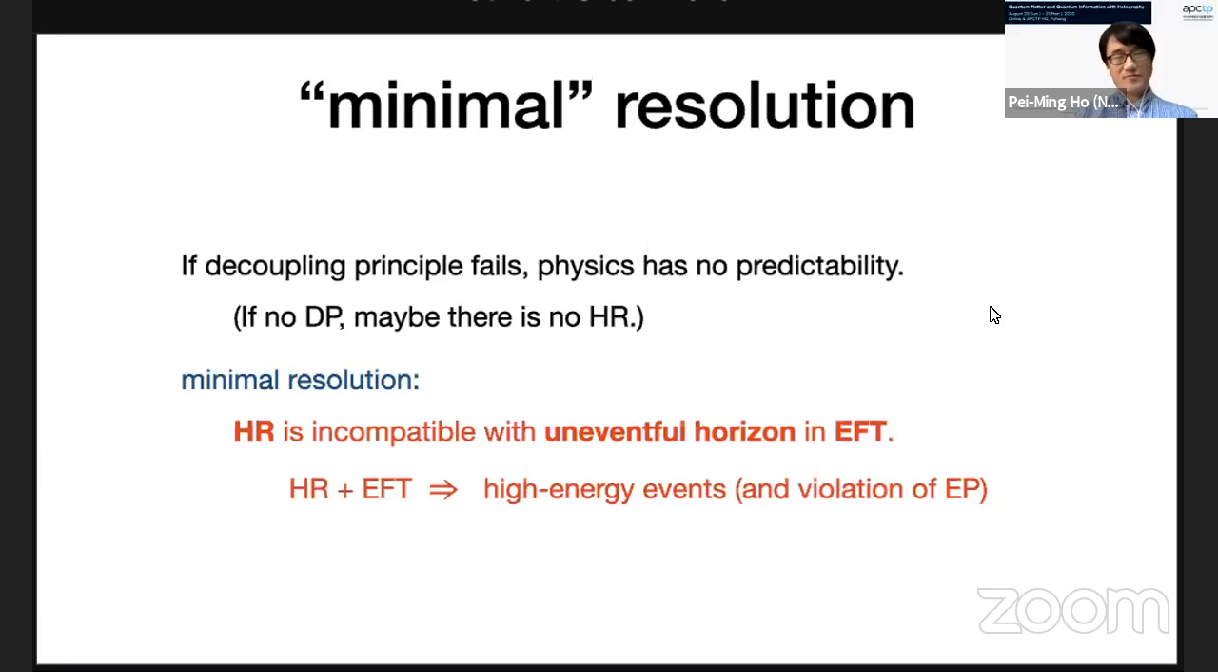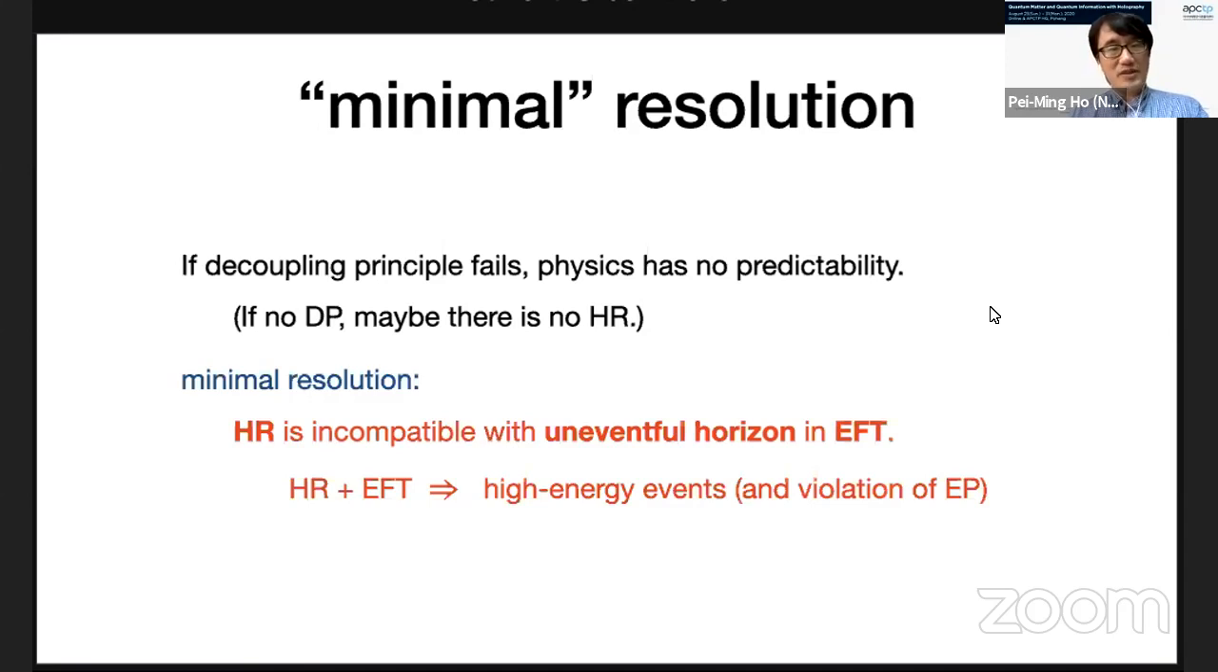So we can give up equivalence principle a little bit, but how much is needed to be given up? So the minimal resolution, I think, is that if we can show that whenever there is Hawking radiation, then there is no uneventful horizon. So basically the conflict is between Hawking radiation and uneventful horizon. When you have Hawking radiation, it has to take out information and it has to imply high energy events around the horizon. So you cannot have an eventful horizon.